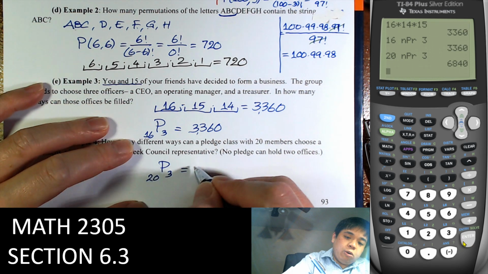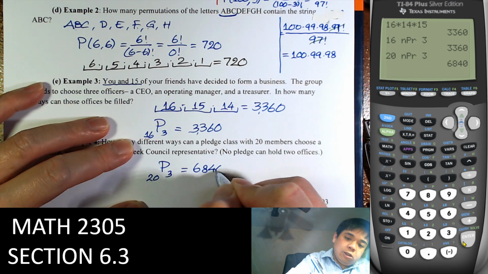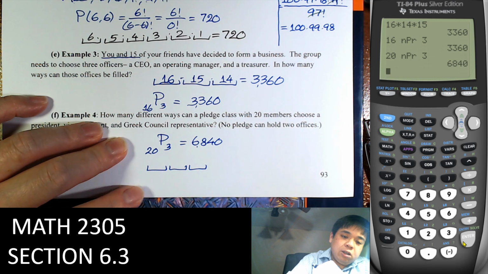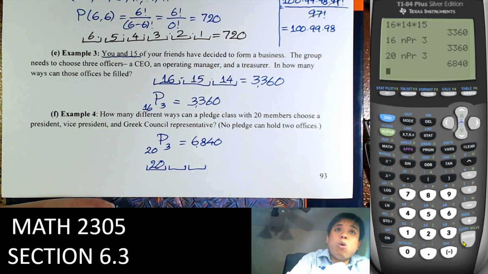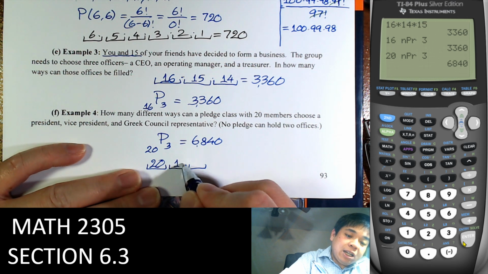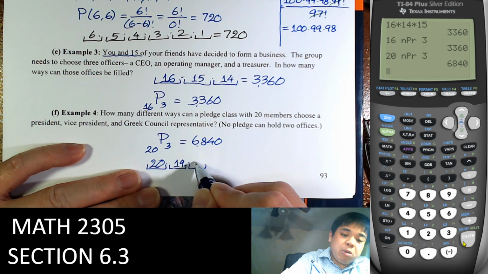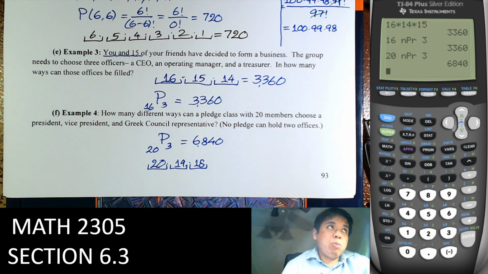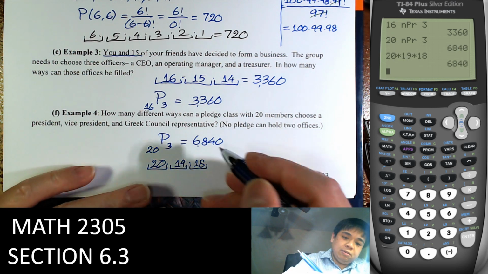That's 6840. Or if we have 3 slots, there are 20 possible ways to choose the first position, the president, and then 19 to be vice president, and then 18 left to be chosen to be the Greek council representative. So 20 times 19 times 18. Of course, we should get the same thing.